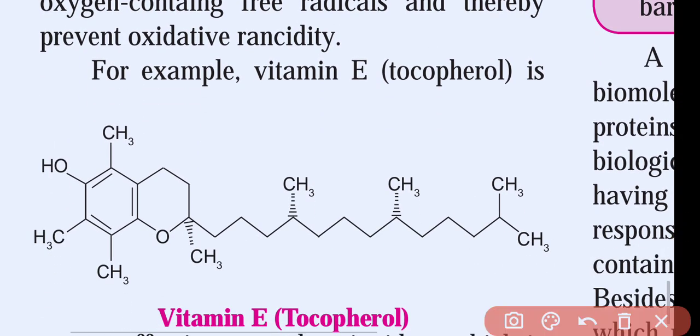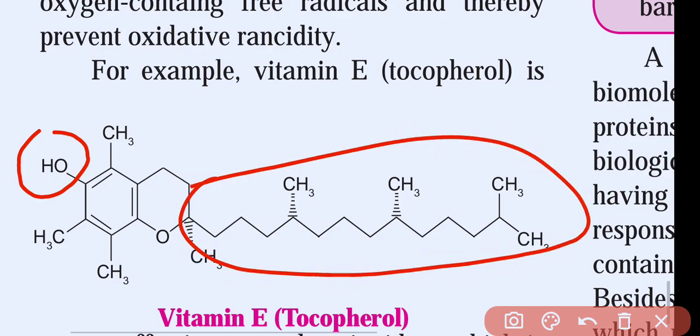Now see the structure of vitamin E. Vitamin E contains this OH as a phenolic OH group, and this part is a chain of saturated carbon atoms. Now see, vitamin E is a very effective natural antioxidant. The phenolic OH group present in the structure of vitamin E is responsible for its antioxidant activity.